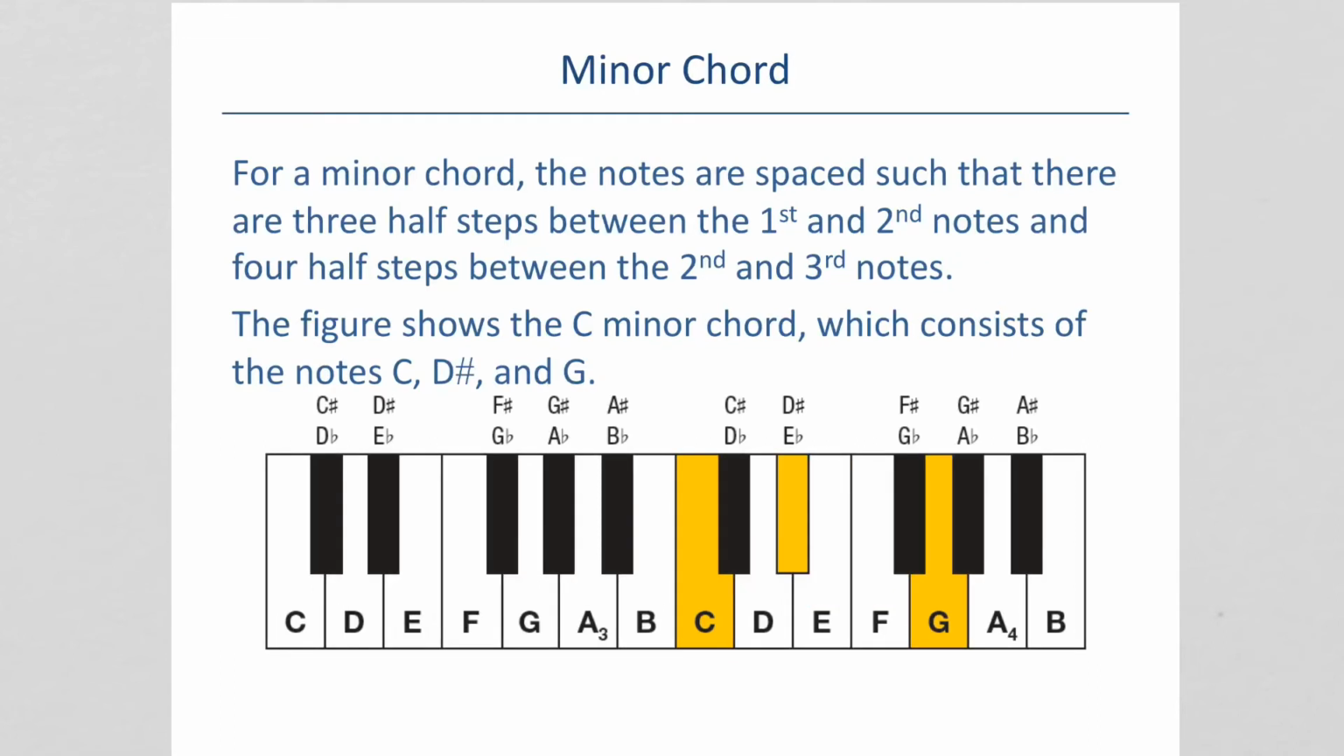A minor chord has 3 half steps between the first and second. 1, 2, 3. And 4 between the second and third. It's just backwards. 1, 2, 3, 4.